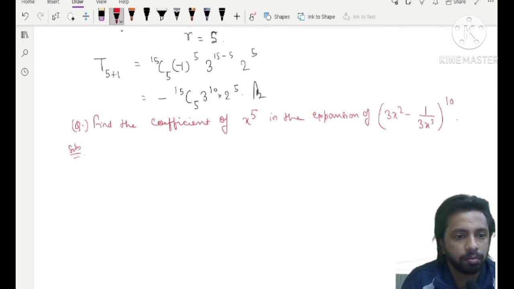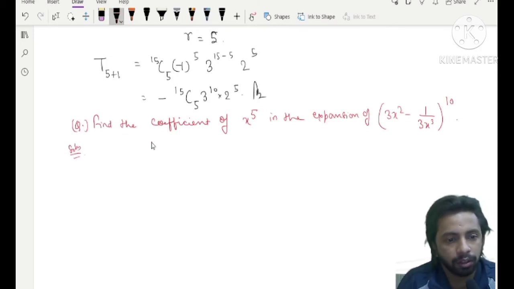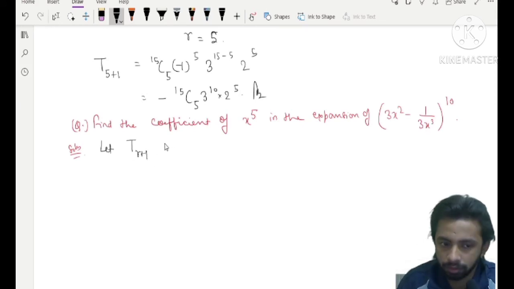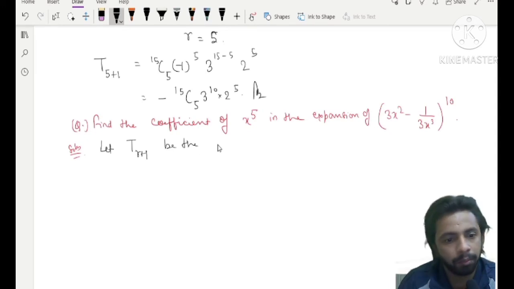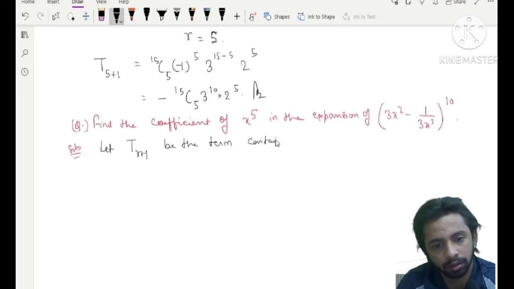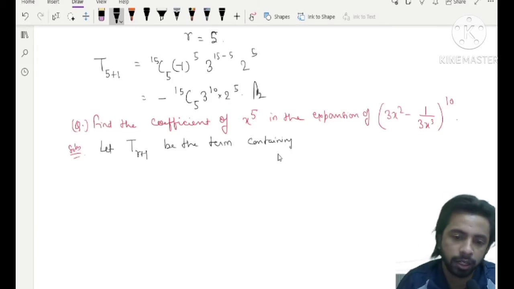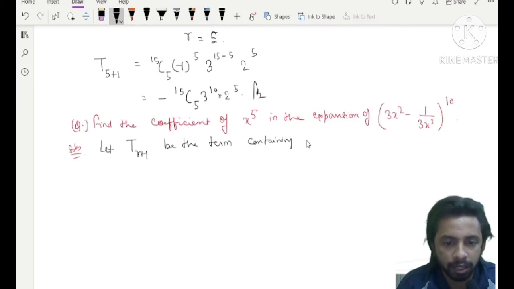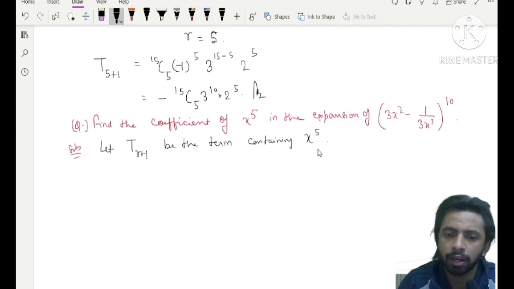So the process of solution is similar to the question we did before. Let t(r+1) be the term containing, in the previous question it was independent of x, here let t(r+1) be the term containing x to the power 5. So we have to calculate its coefficient.